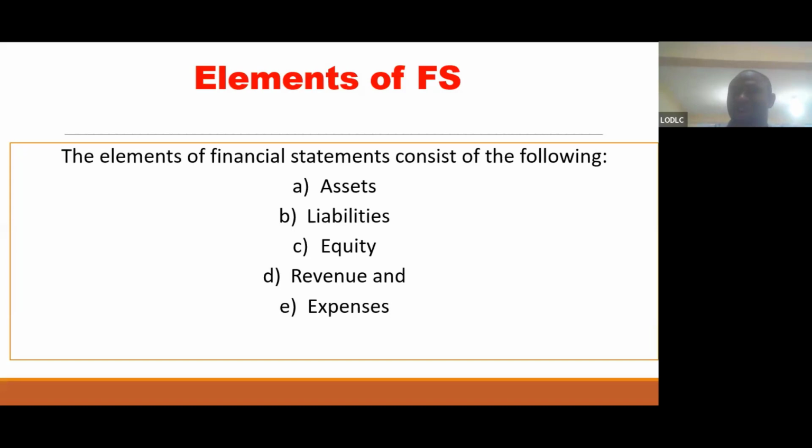Principal is the original amount borrowed. Then the interest is the sum attached to the amount borrowed. So that's that about the liability aspect. Then let's quickly talk about the equity.